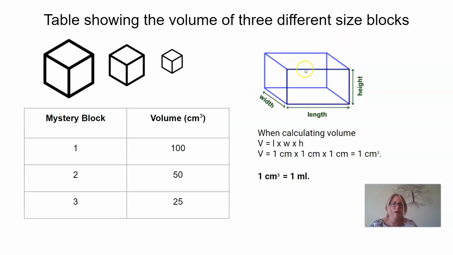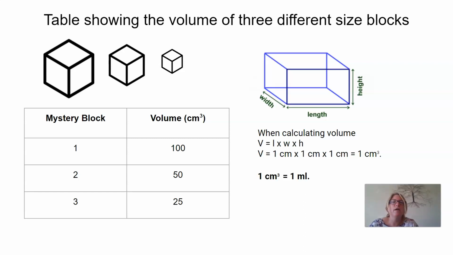So here we have our cube and its length times width times height. So generally, we would then record those measurements. As an example, 1 centimeter by 1 centimeter by 1 centimeter is going to give us 1 centimeter cubed. And just a reminder, I mentioned it earlier, 1 centimeter cubed is the same as 1 mL.